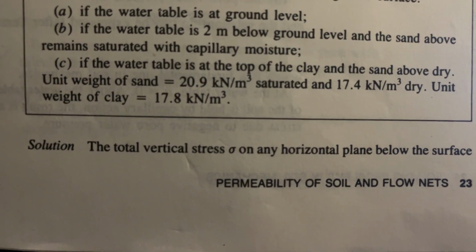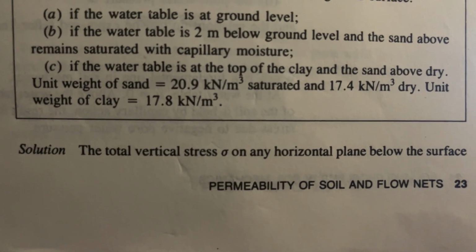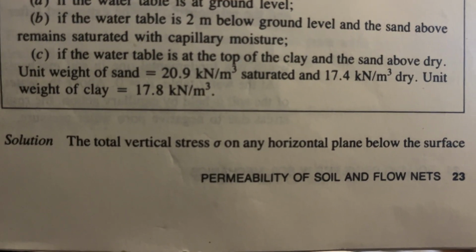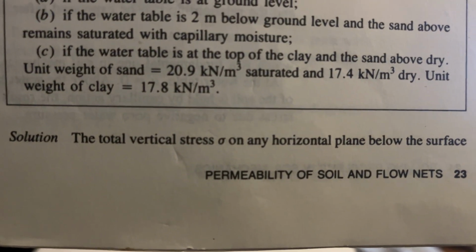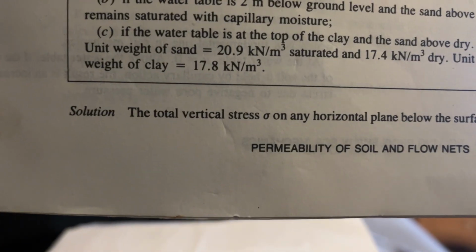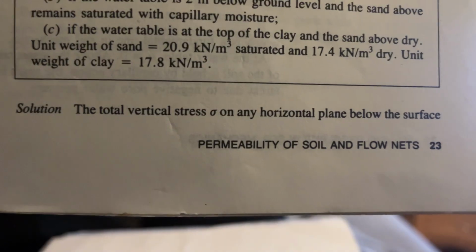Unit weight of sand is 20.9 kilonewtons per meter cubed saturated and 17.4 kilonewtons per meter cubed dry. Unit weight of clay equals 17.8 kilonewtons per meter cubed. Solution, I just put it right at the bottom.